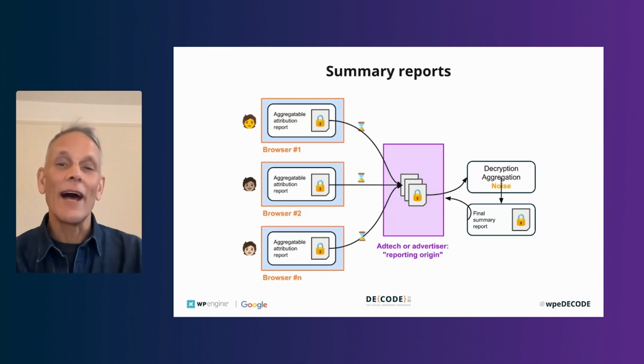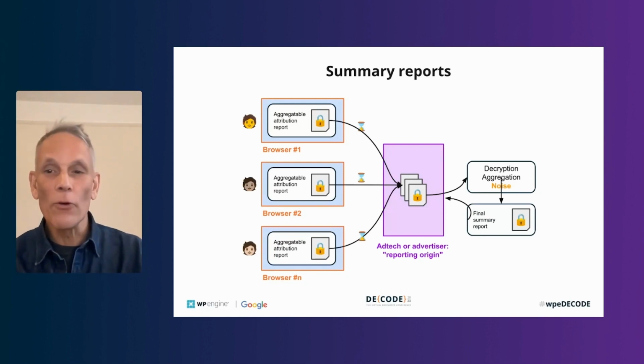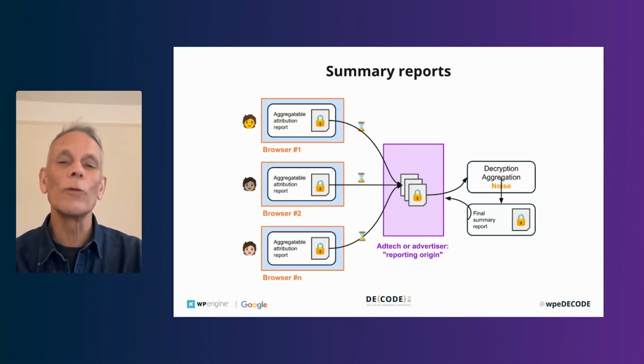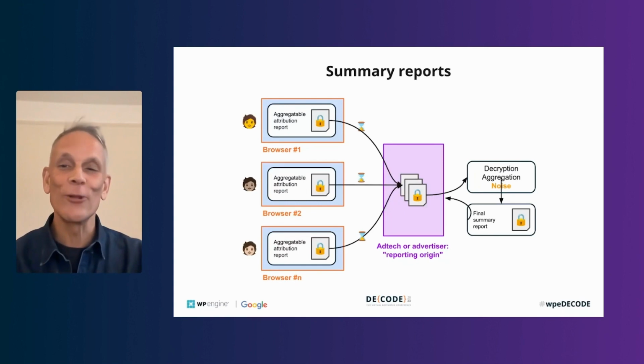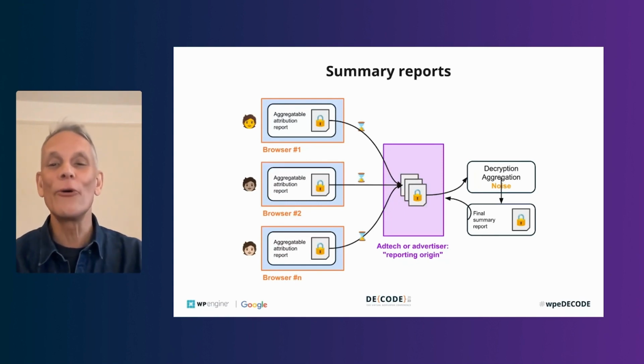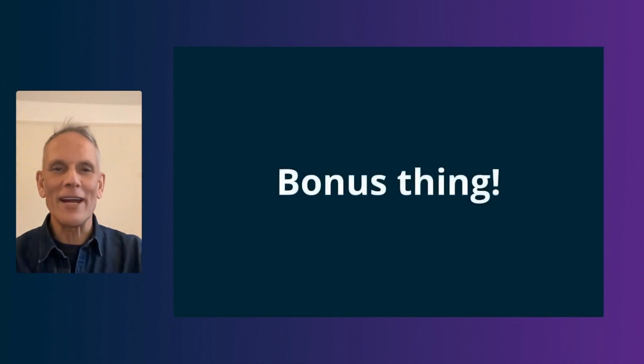And in this way, an ad tech platform will collect many reports from many users and then send all the reports to an aggregation service, as it is called. And this service will aggregate all these reports, decrypt them, add some noise to protect user privacy, and then return the final result. And the final result is called a summary report. It contains measurement data for many users. So that's attribution measurement. I hope that makes sense.